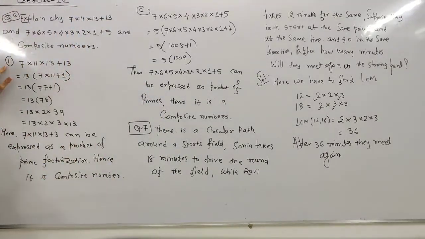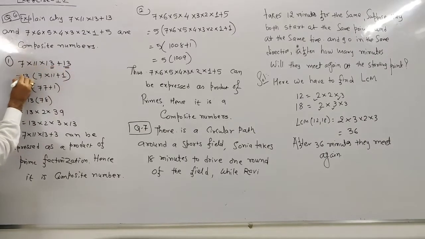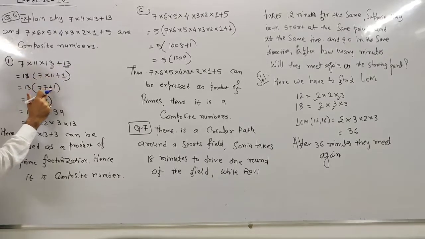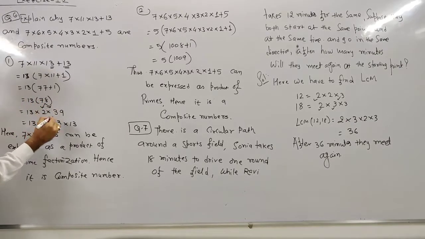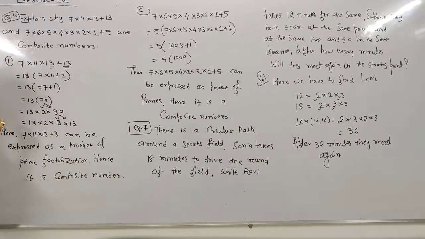So let me solve the first one. 7 into 11 into 13 plus 13. So let me take 13 as common. So when you take 13 common, you get 13 into 7 into 11 plus 1. So 11 7s are 77 plus 1, so 78. If you divide 78 into 2 parts, you get 2 into 39. When you divide 39 into 2 parts, you get 3 into 13. So this number can be expressed in the form of 13 into 2 into 3 into 13. So they are all prime numbers.